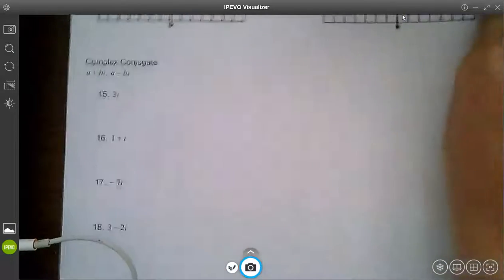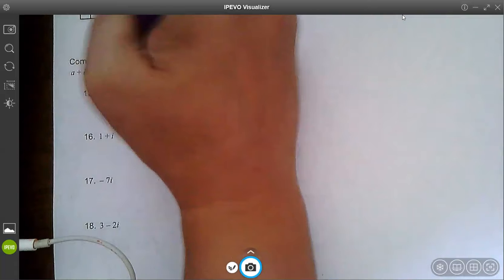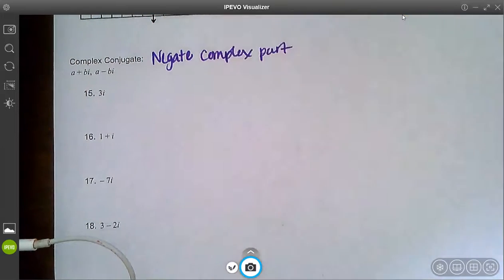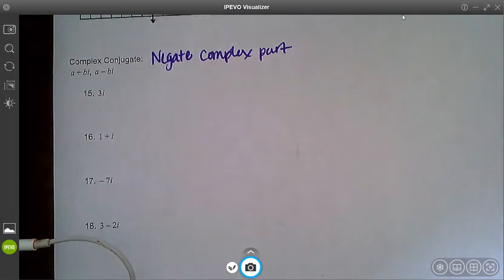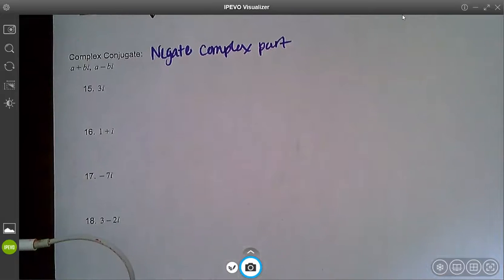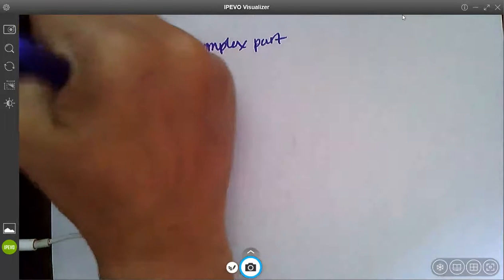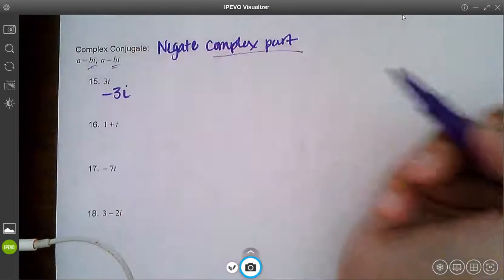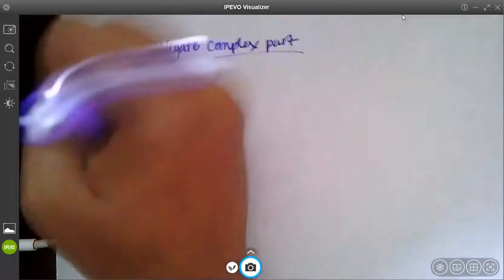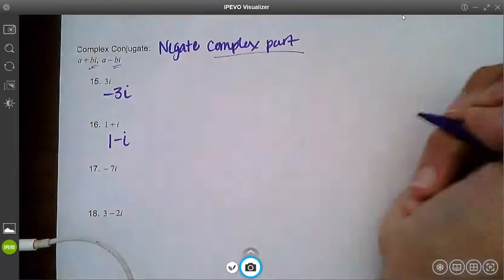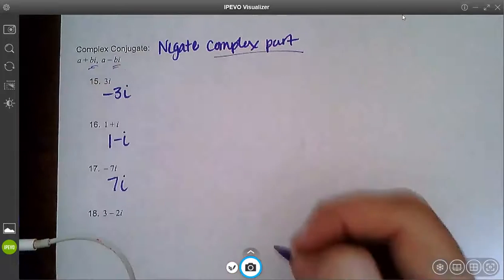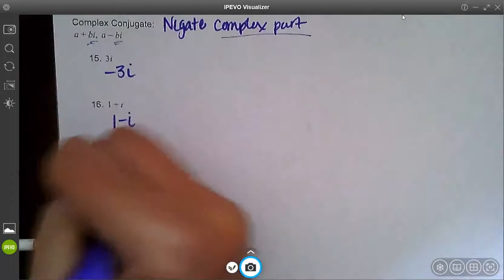The conjugate. With the conjugate, you have to negate the complex part. So what you're doing is changing the complex part, and this will make sense why we do it when we find zeros. But my complex conjugate of 3i is going to be negative 3i. You're only going to negate the complex part, so the bi, not the a part. We have 1 plus i, so my complex conjugate is 1 minus i. This one I'm negating, so I'm changing the sign. I have positive 7i. And then the last one, I'll have 3 plus 2i.